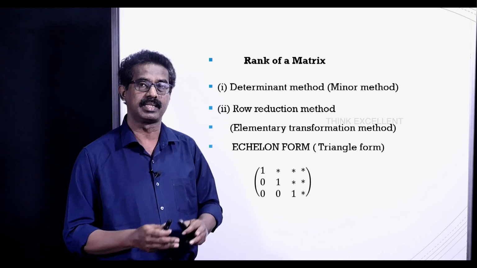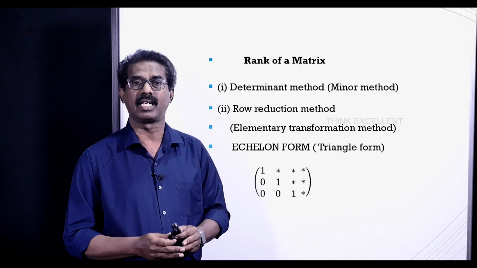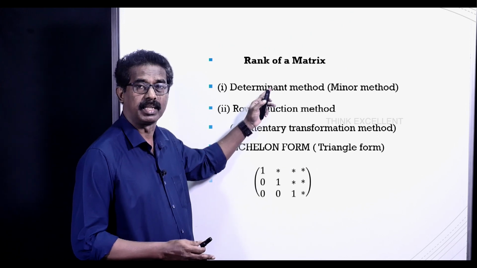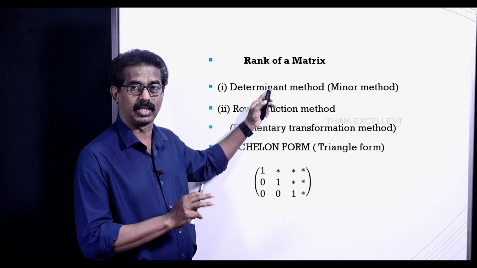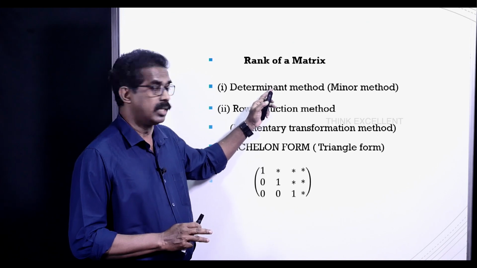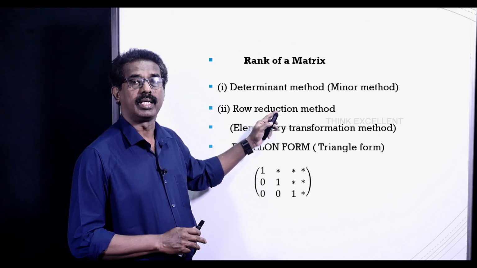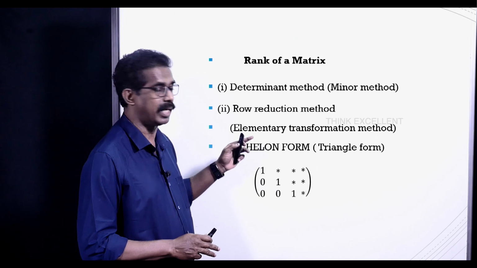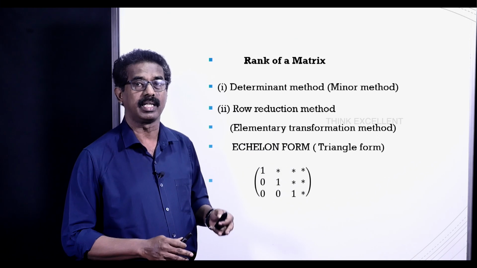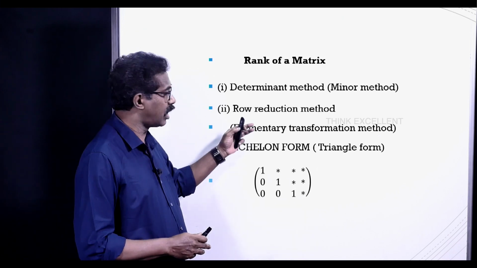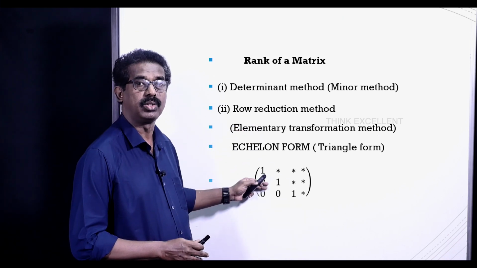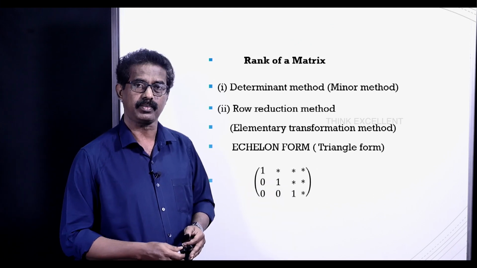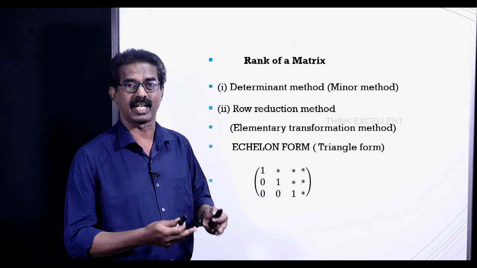Another name of echelon form is triangle form. So listen, to find the rank of a matrix, there are two methods. The first method is the determinant method. I didn't explain anything about that; I'll tell you a little later. The second method is the row reduction method. We are using only rows here. Another name is elementary transformation method. Using that method, we reduce the given matrix into echelon form. After reducing to echelon form, how can you identify the rank of the matrix?